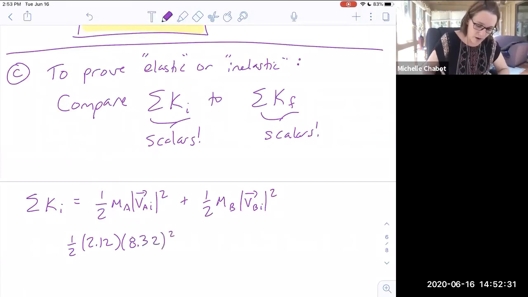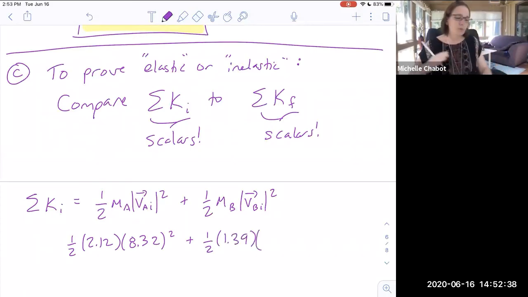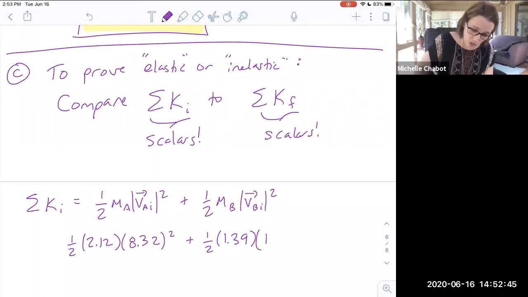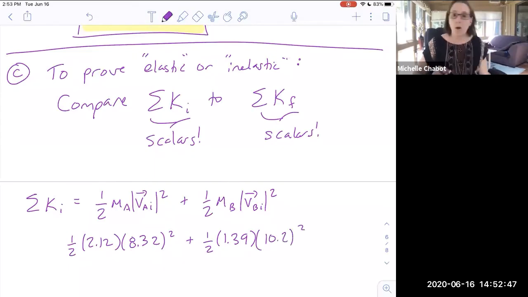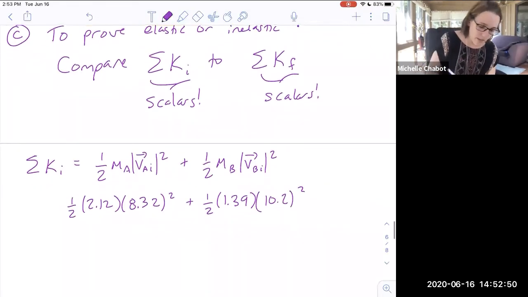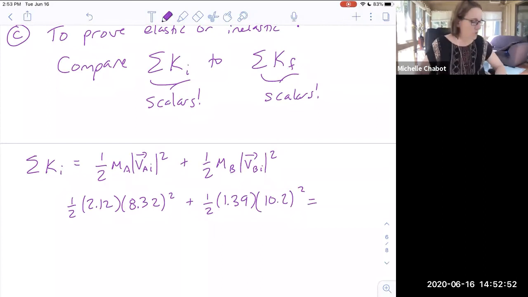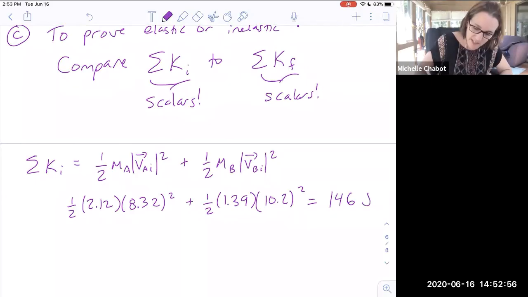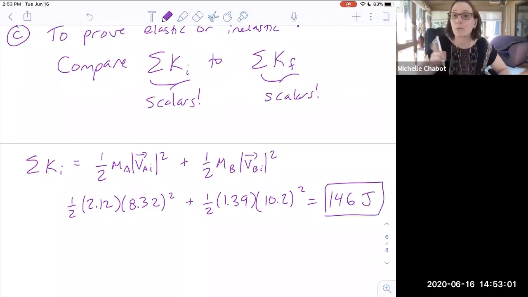8.32 quantity squared. And then plus 1/2 times the mass of B, and B was 1.39 kilograms. And then the speed was 10.2 at 25 degrees. We don't care about the 25 degrees anymore. It's just the speed was 10.2. So 10.2 quantity squared. So I can then calculate my total initial kinetic energy, and I will get 146 joules. I'm going to box that. It's not my answer, but it's part of where I'm going to use to support my answer.